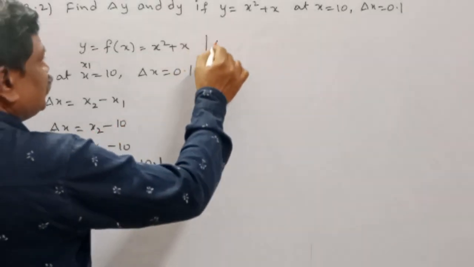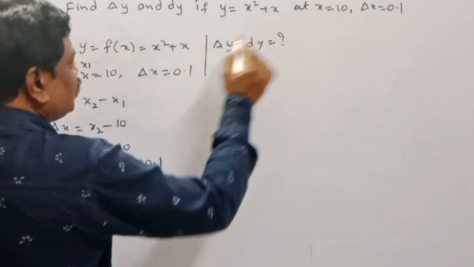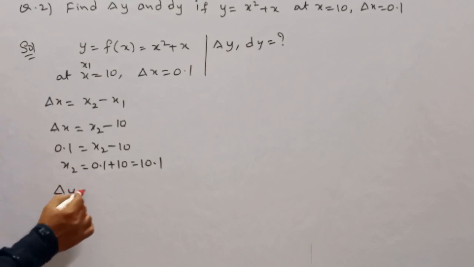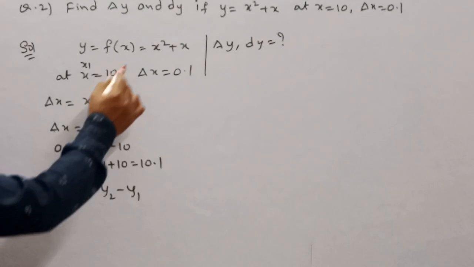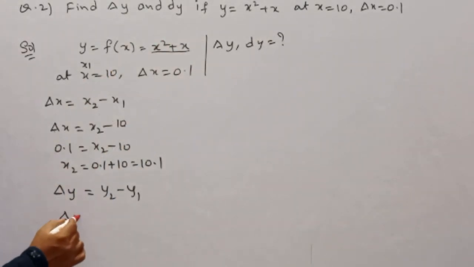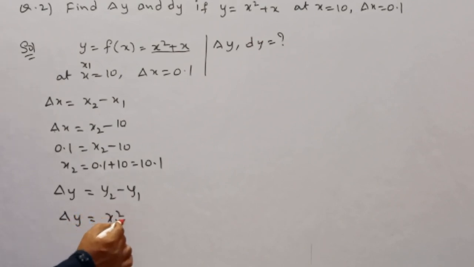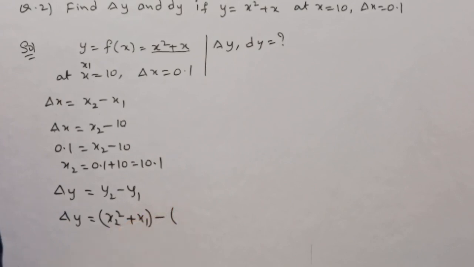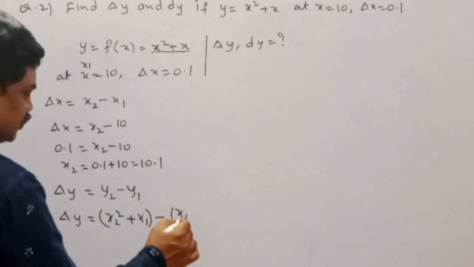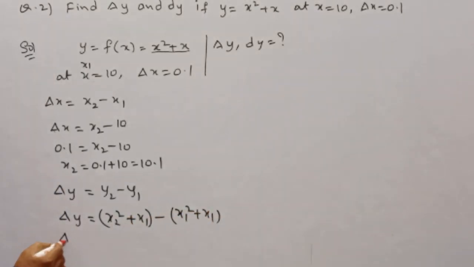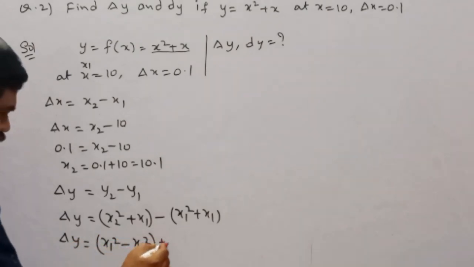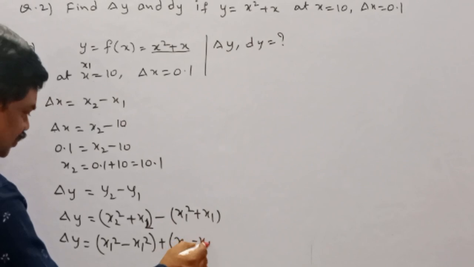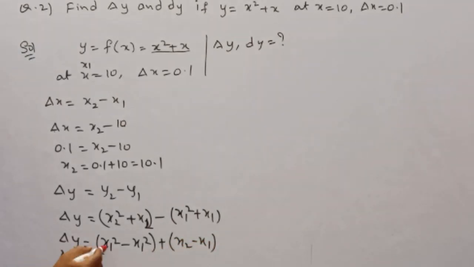Now we want to find delta y and dy. Delta y is equal to what? y2 minus y1. y is equal to x square plus x. So delta y is equal to x2 square plus x2 minus y1. y1 is equal to what? x1 square plus x1. Delta y is equal to x2 square minus x1 square plus x2 minus x1. Delta y is equal to, this is in the form of a square minus b square, x1 plus x2 into x2 minus x1.